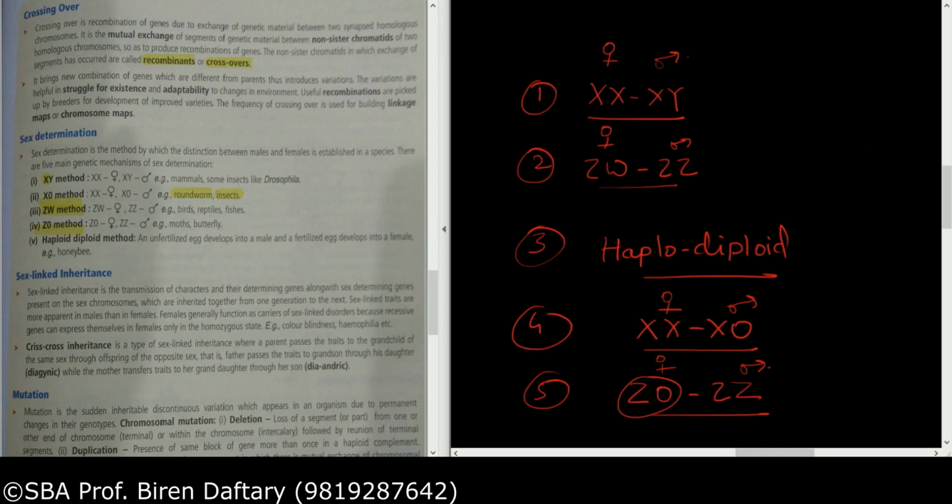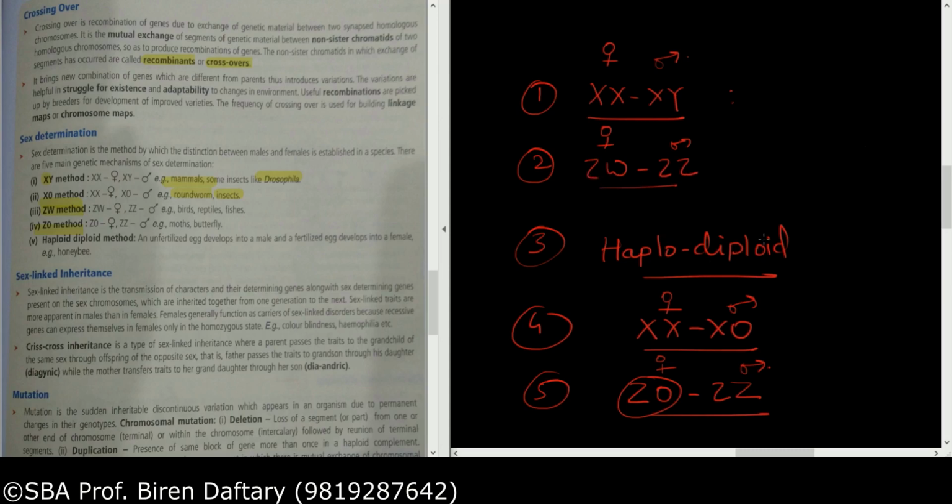So total there are 5 different types of sex determinations. Okay, please remember, normally the female is denoted first. Okay, if I write down 0 or O, that means that male or female is producing only one type of gamete. Okay, so the first type examples are as given in your book, mammals and Drosophila. Then ZW-ZZ method, the examples are birds, reptiles and fishes, in which the female is heterogametic, male is homogametic.